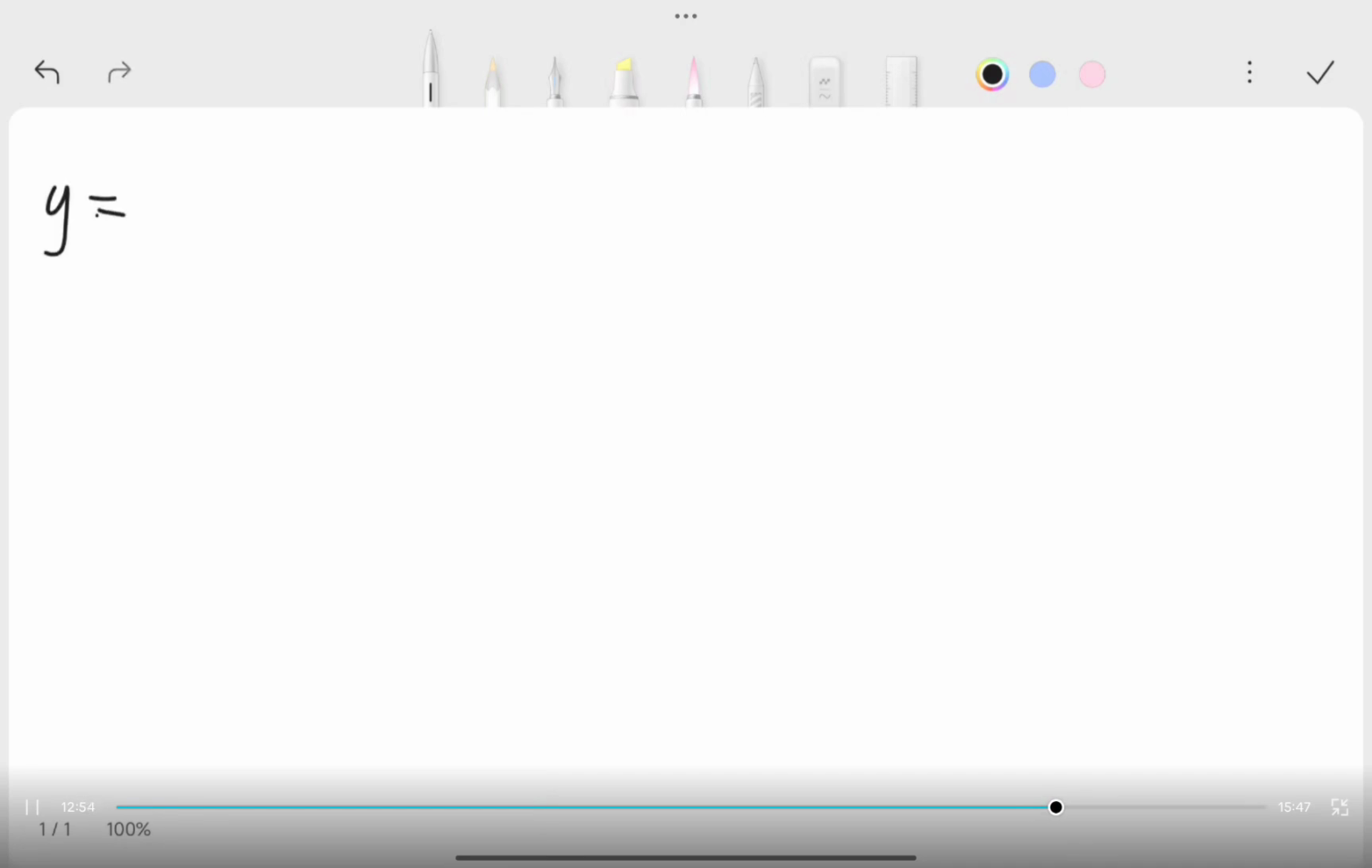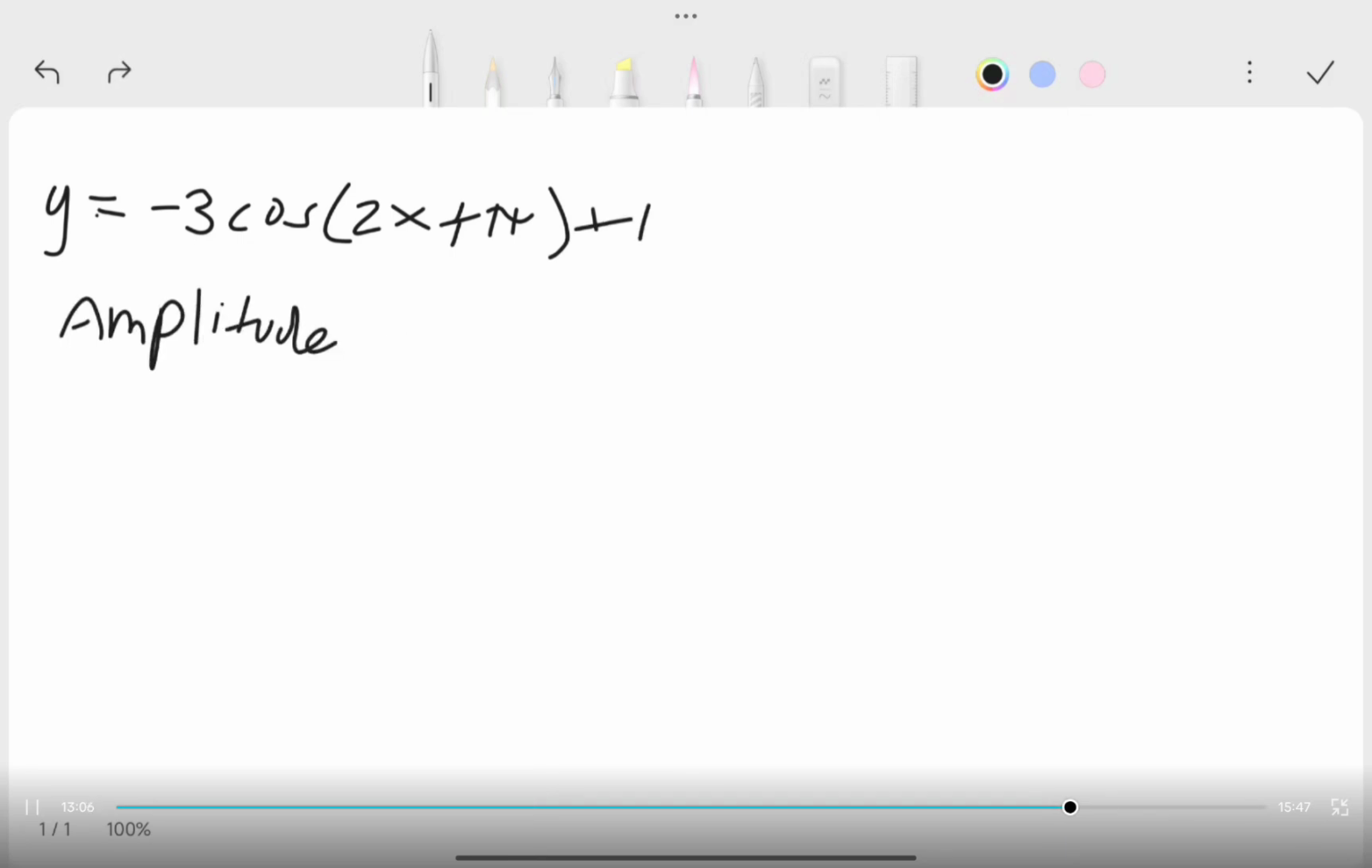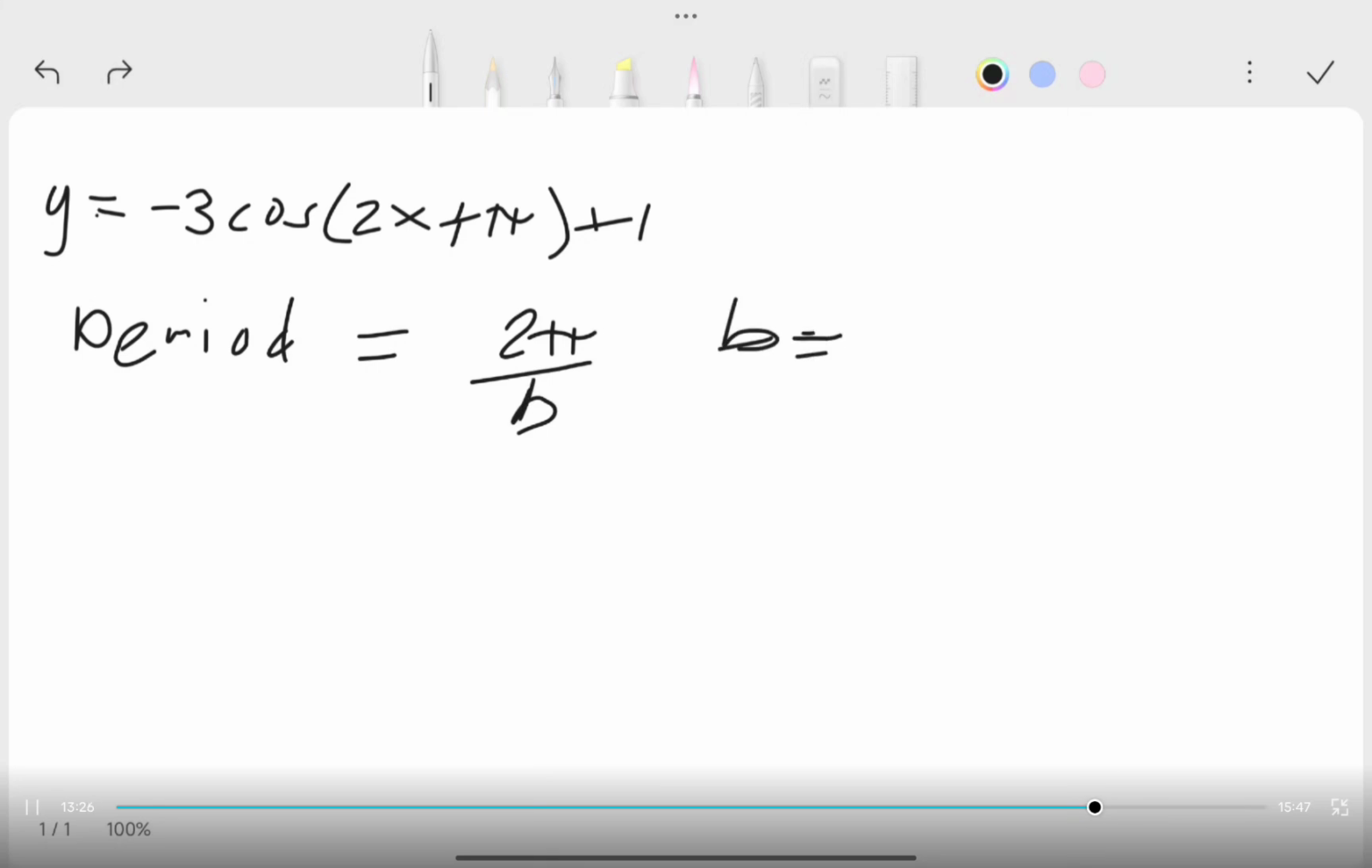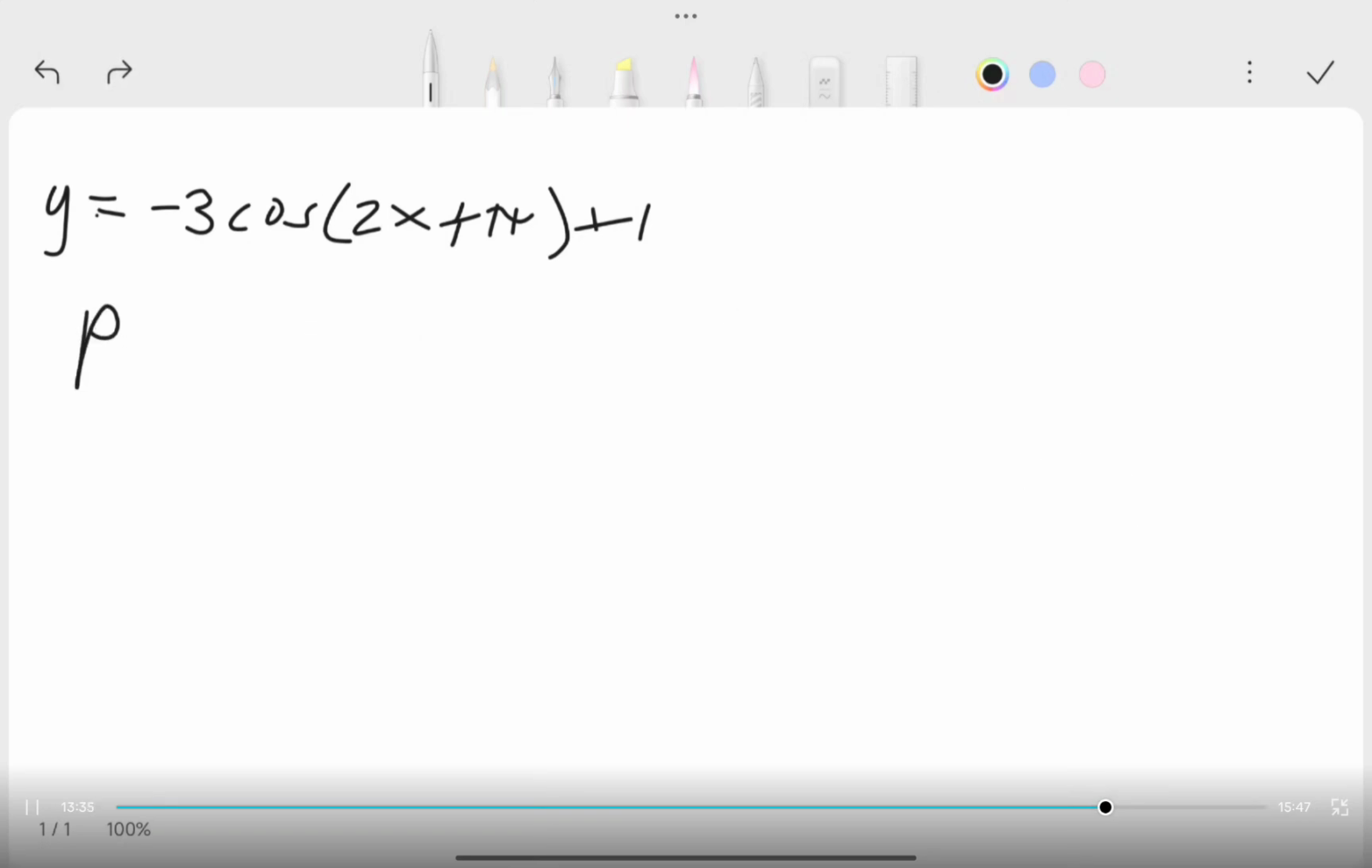So our given is y equals negative 3 cos the quantity of 2x plus pi, plus 1. And our amplitude is a, and our a is negative 3, so simply the answer is positive 3, always positive. So let's proceed to our period. Our formula for period is 2 pi over b, and our b is positive 2. So 2 pi over positive 2 is equal to pi, cancel out the 2.